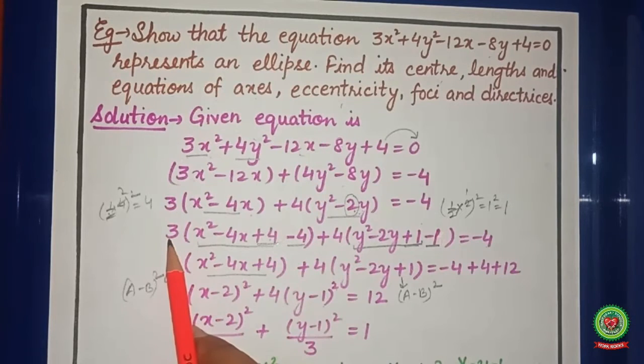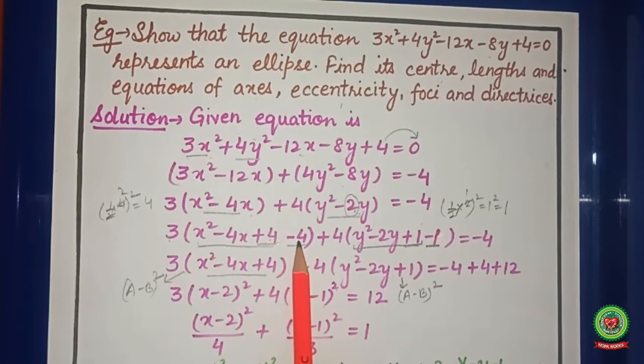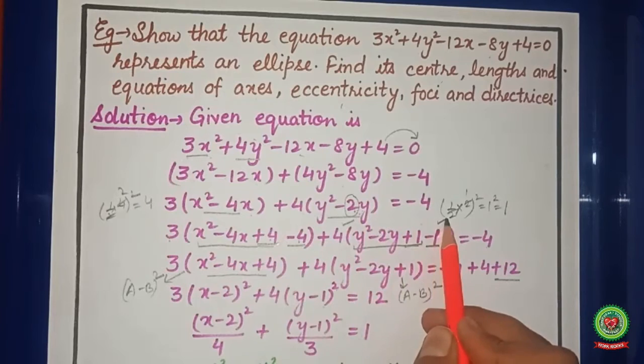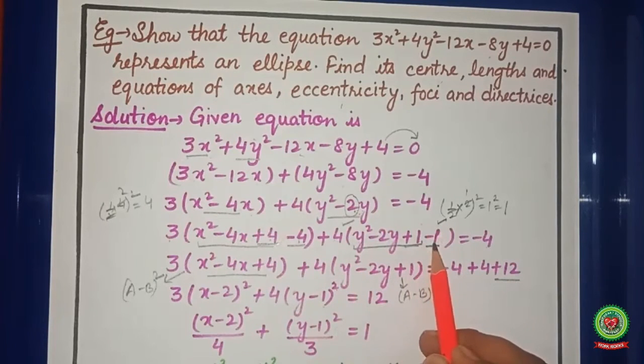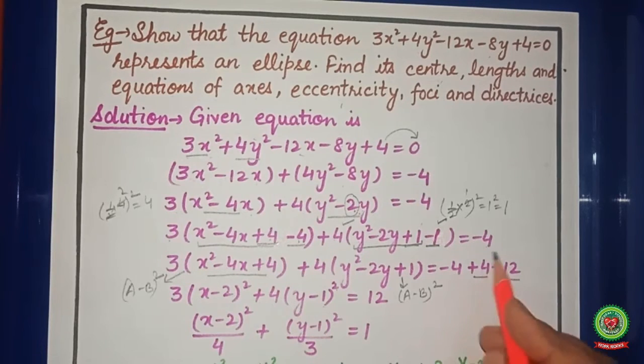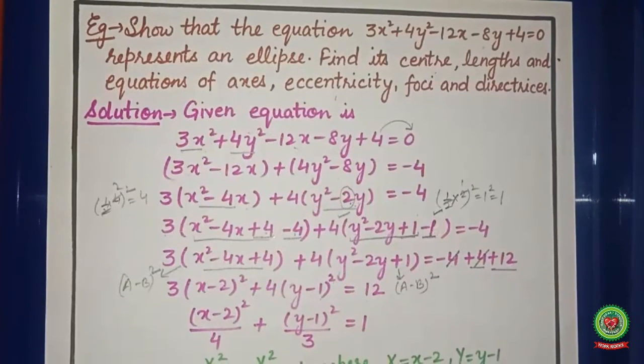Now, from here we can see that 3 into minus 4, that is minus 12. When minus 12 is shifted to the right hand side, it will become plus 12. Similarly, 4 into minus 1 is minus 4. Shifted to the right hand side, we will get plus 4. So, on simplifying, minus 4 and plus 4 will cancel out. So, we are left with 12 only.